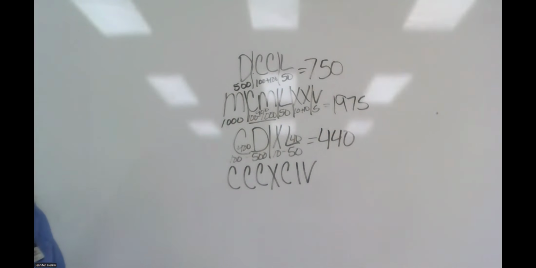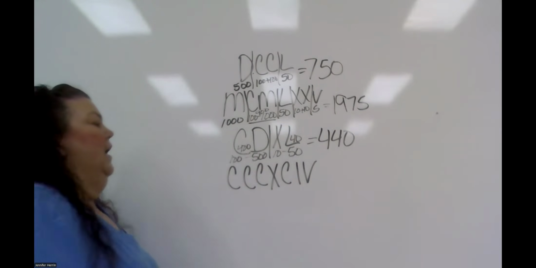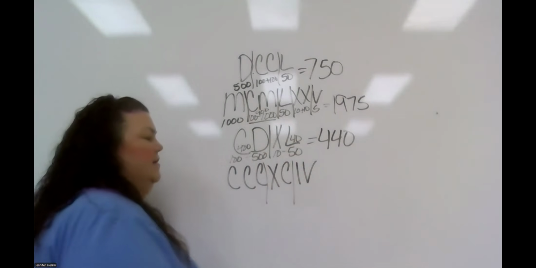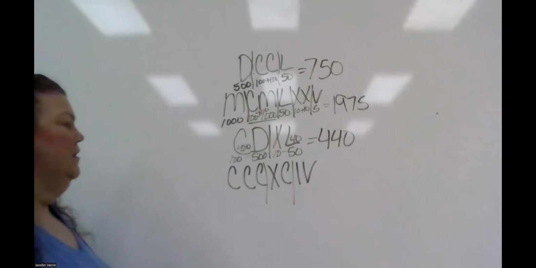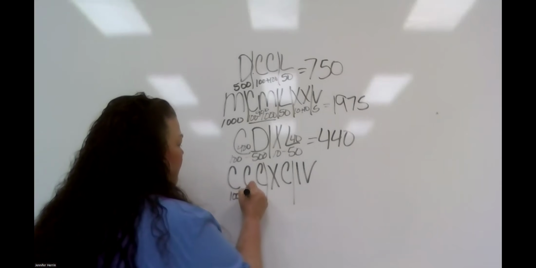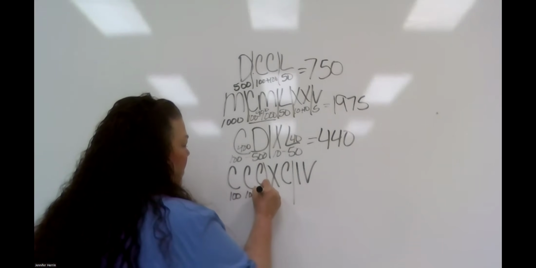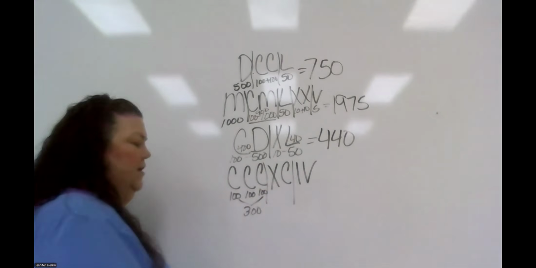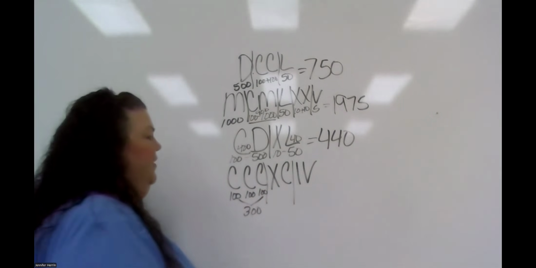That one is 440. And then our last one here, again, if you like to divide your characters, that is probably how I would go on this one. And so we have 3 C's. Each C is 100. Those together come to 300.